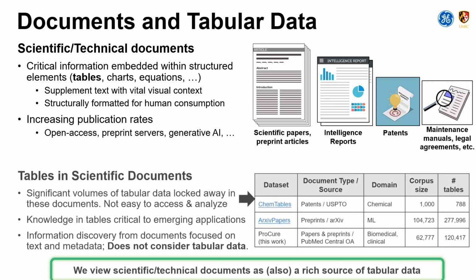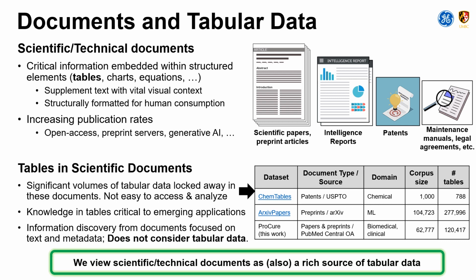Now, as the rates of creation and publication of these documents continues to skyrocket, thanks to generative AI and other factors, the relative proportion of information that gets locked away within these tables is also continuing to grow. As a case in point, back in 2021, we assembled a data set of open access publications related to COVID-19 and found that this data set from about 60,000 publications contains well in excess of 120,000 tables.